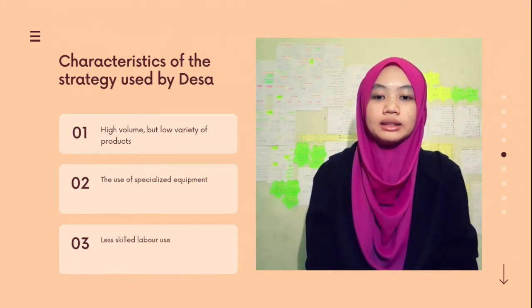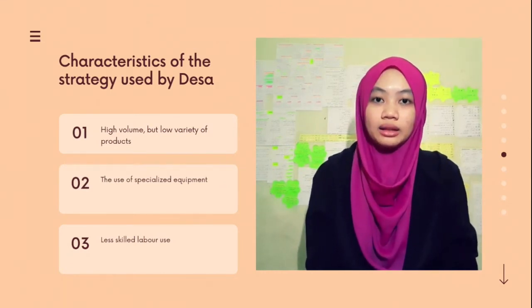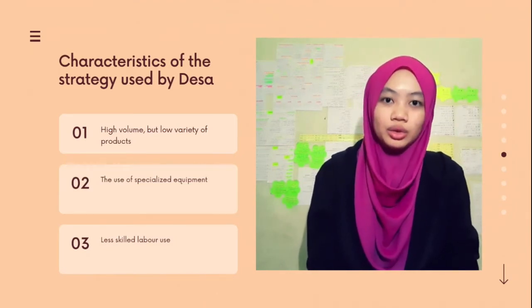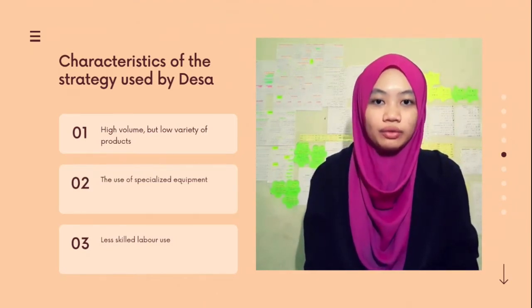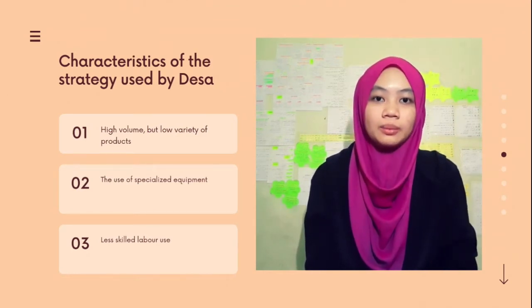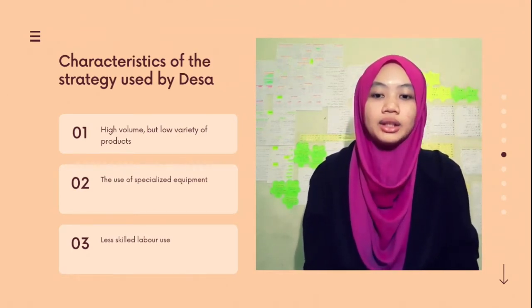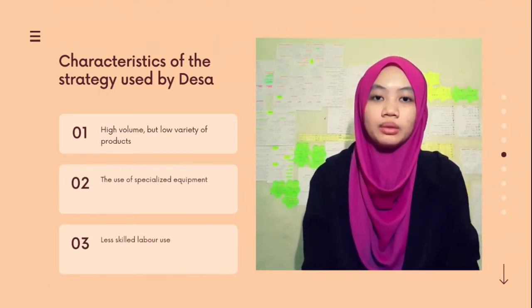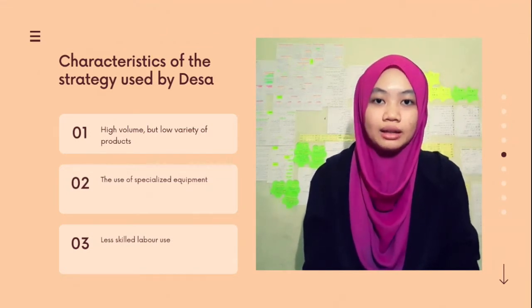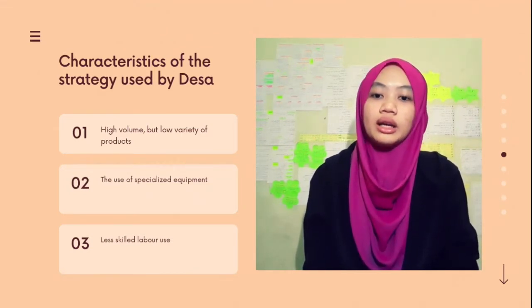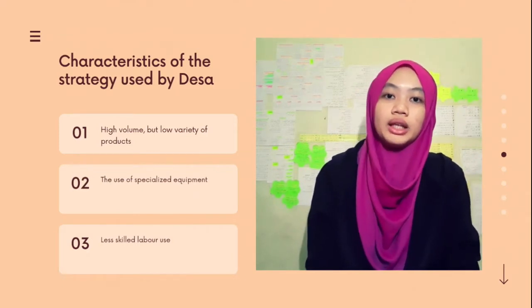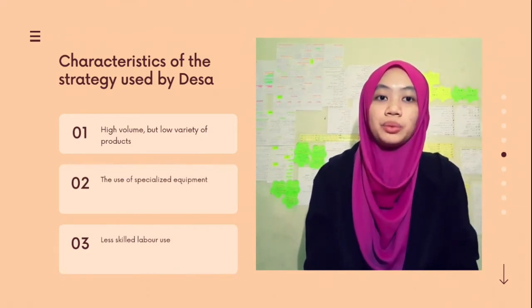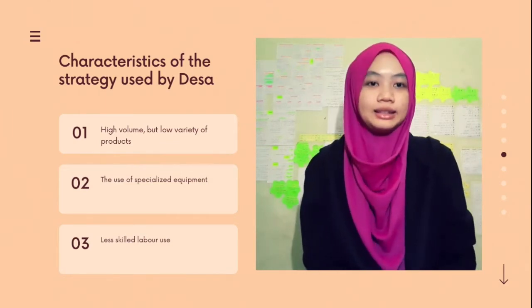The second one is the use of specialist equipment, because the milk needs a machine to process it so that people can drink it safely. That's why specialist equipment is needed here. The last characteristic is less skilled labor use, because most of the time the factory only uses machines, so they don't need skilled labor in the factory to make the production run. So that's it.